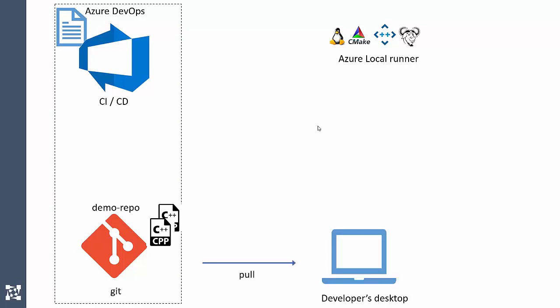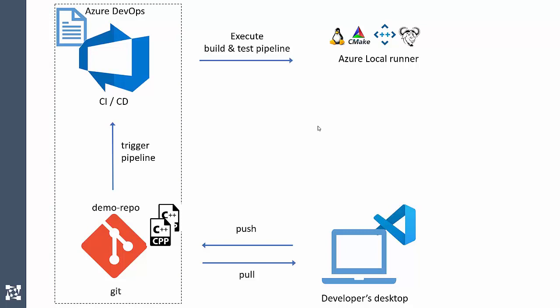A developer will pull the code, introduce changes using the VS Code editor, and push the code back to the repository. The push operation will trigger the pipeline, which will launch C++ test to perform static analysis. Static analysis results will be published and available in Azure DevOps for inspection and downloading to the local developer desktop.